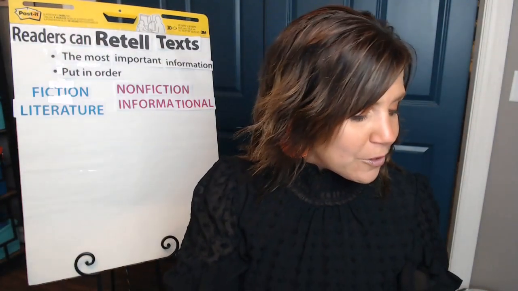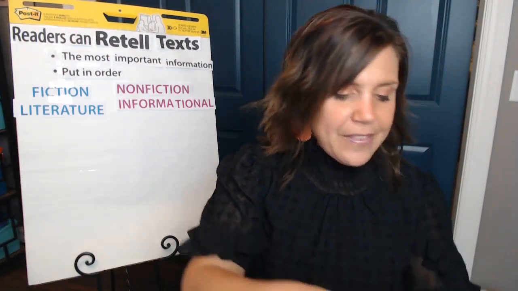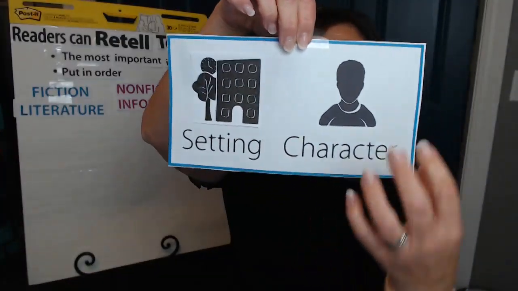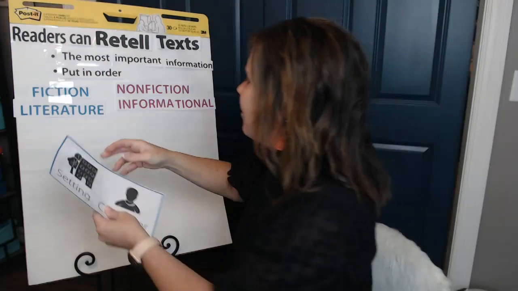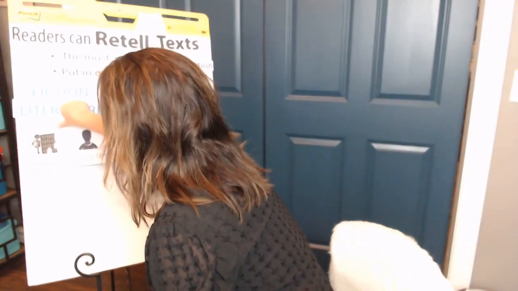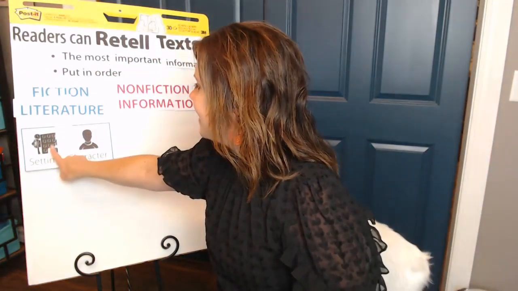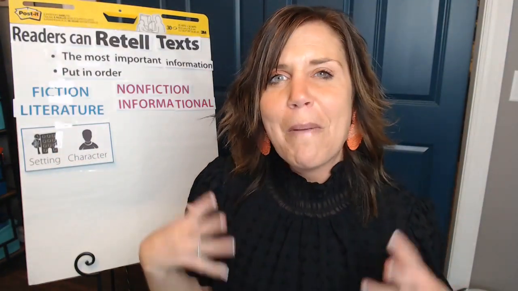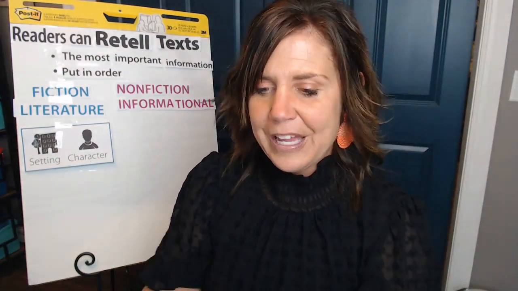So if we put those two things together, the setting and the character, that's going to make up the first part of our boxes for retelling. We're going to retell this in 3 boxes. And our first box has the setting, remember the where and the when, and the character, the most important characters that we read about in the story, okay?